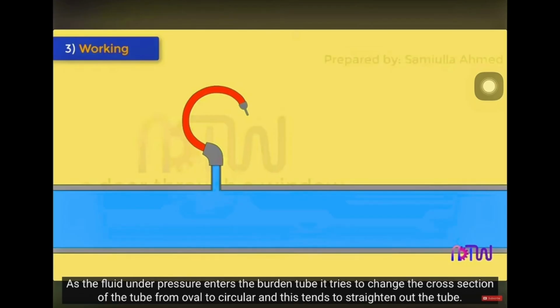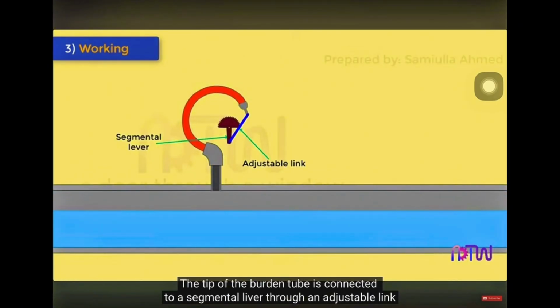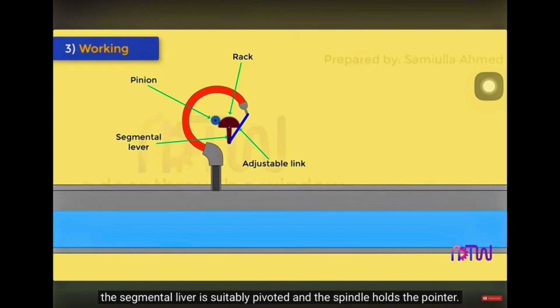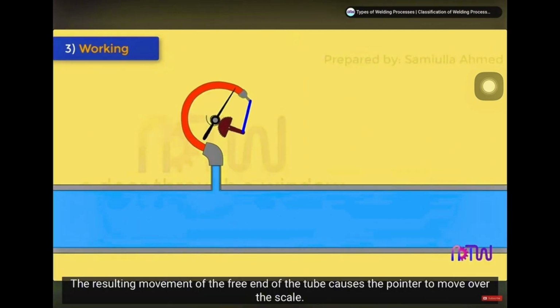From oval to circular, and this tends to straighten out the tube. The tip of the Bourdon tube is connected to a segmental lever through an adjustable link. The segmental lever end on the segment side is provided with a rack which meshes to a suitable pinion mounted on a spindle. The segmental lever is suitably pivoted and the spindle holds the pointer. The resulting movement of the free end of the tube causes the pointer to move over the scale.